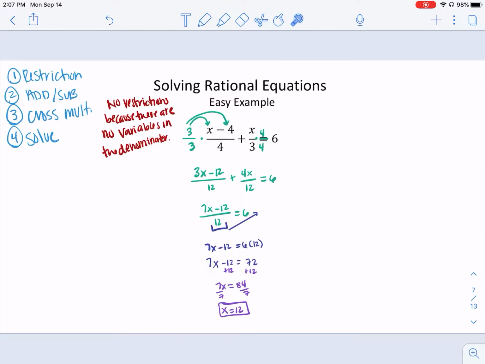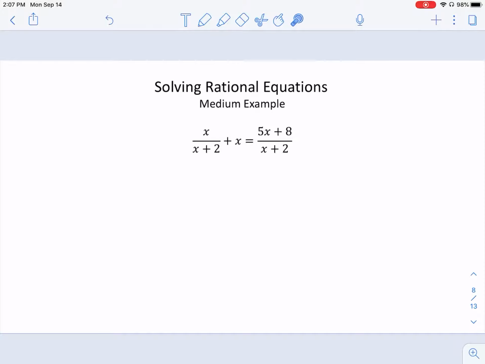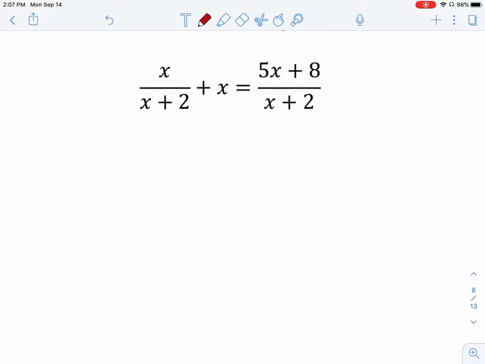So that was solving a rational equation using addition and subtraction of rational expressions. Let's try it again. Step 1, restrictions. I'm looking at the denominators and saying which denominators have a variable. This one has a variable. This is also the same thing.